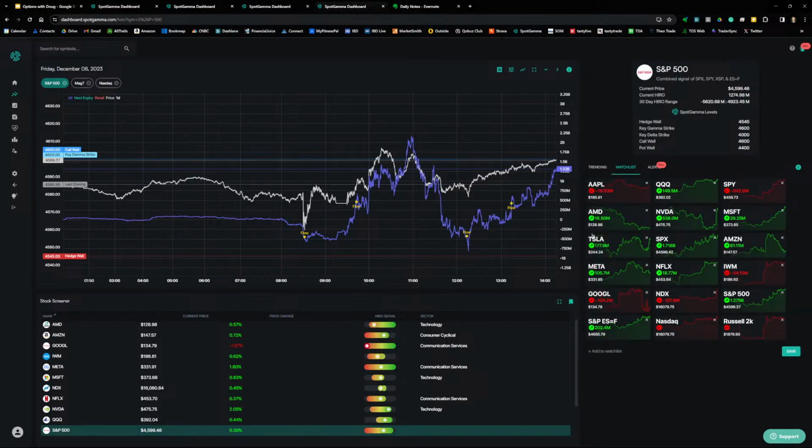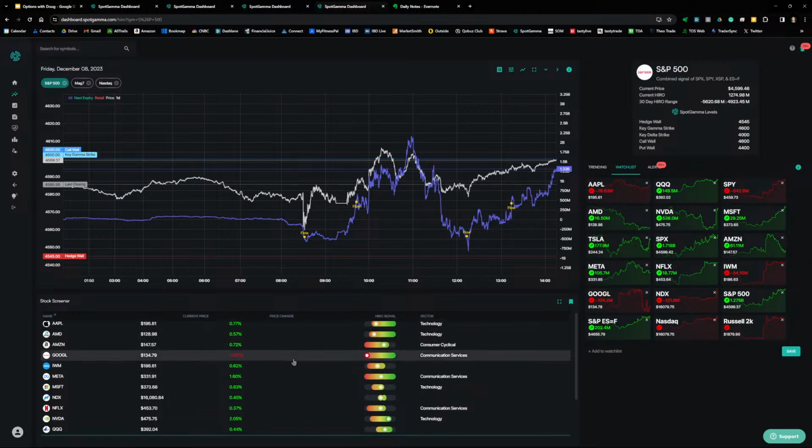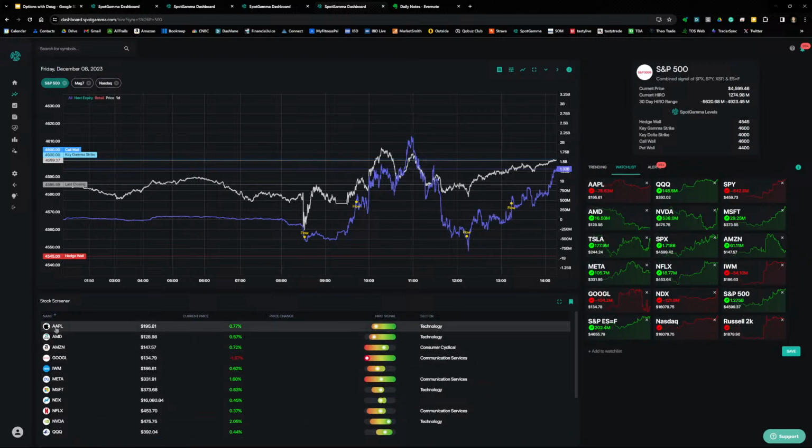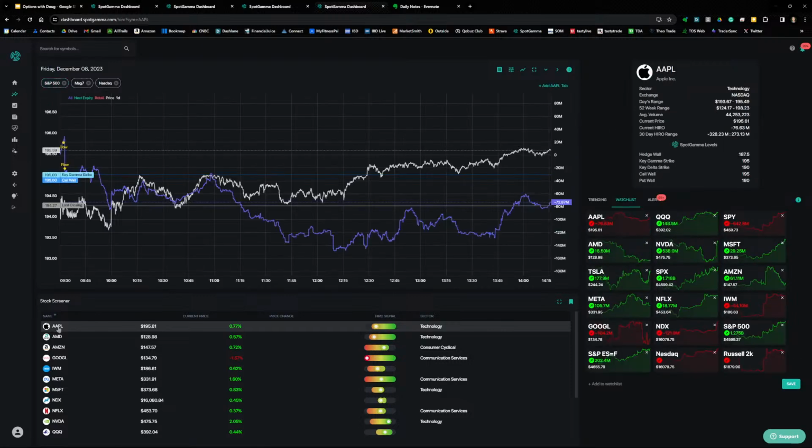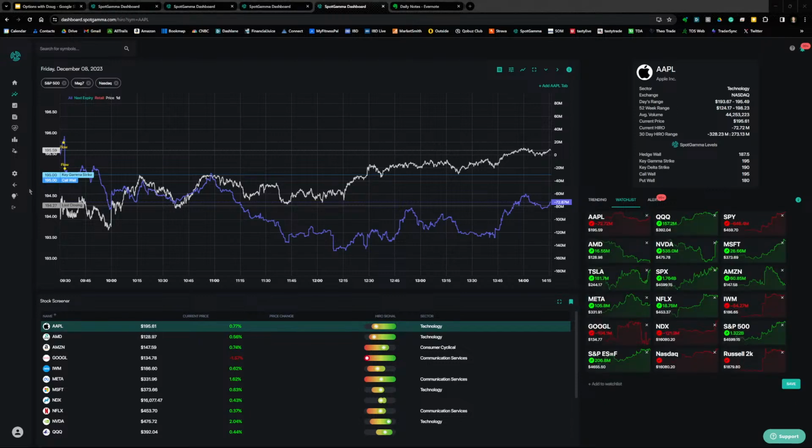All right, let's take a look at some stocks. So like I mentioned in my introduction, the theme of the day is call walls. So we've seen the interaction of the call wall with SPX and SPY, and SPX and SPY trading back up toward those levels. Now let's take a look at some stocks also interacting with their call walls. So first of all, this is Apple, call wall at 195.